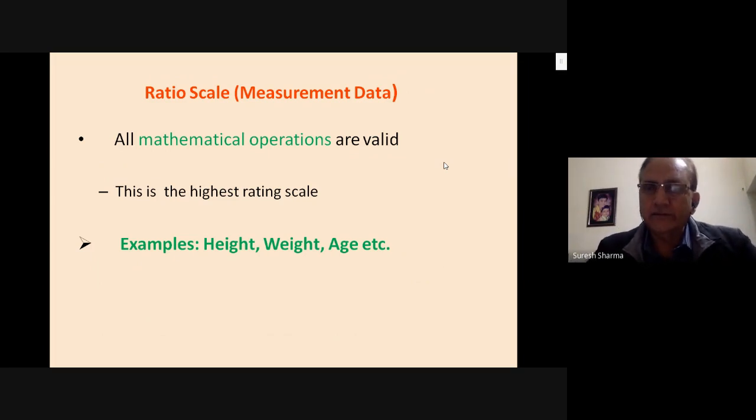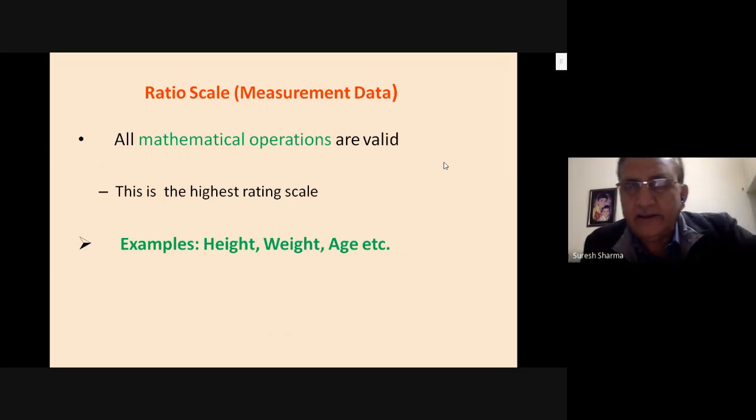Let's look at the examples of ratio scale. Let's say one person has a weight of 90 kg. Another person has a weight of 45 kg. Divide 90 by 45, the answer will be 2. I can always make a statement that the person whose weight is 90 kg is double the weight of the person whose weight is 45 kg. Nothing wrong with that. But if I say, let's say, weight 0, it means the quantity does not exist.